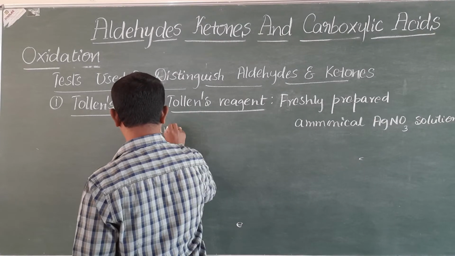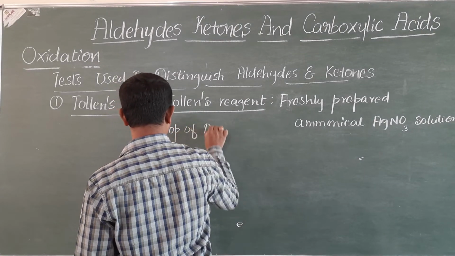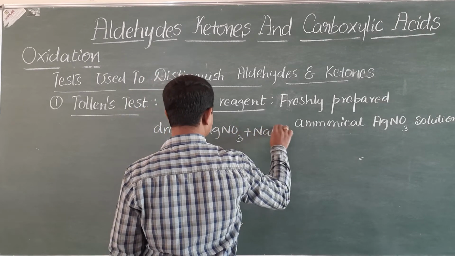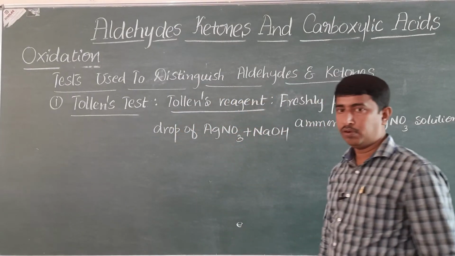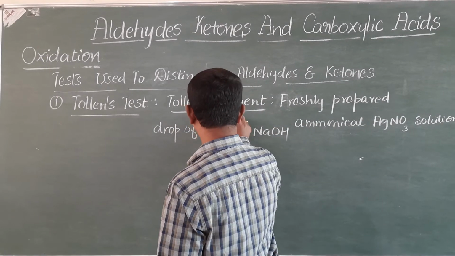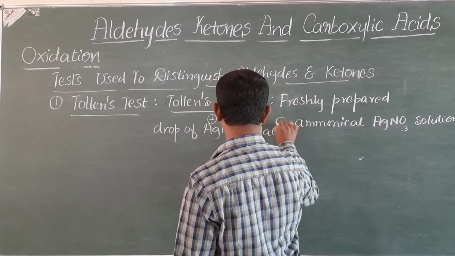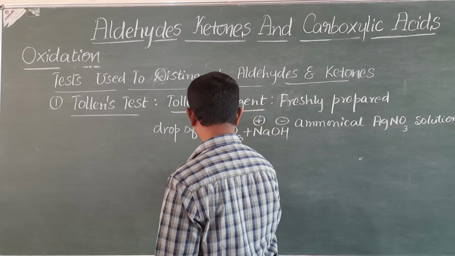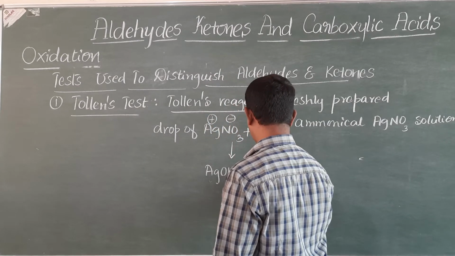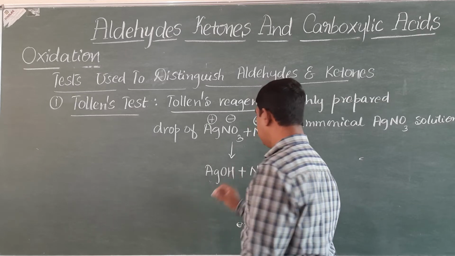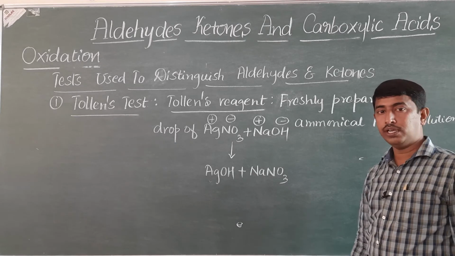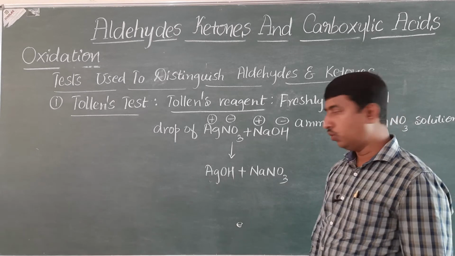A drop of silver nitrate treated with sodium hydroxide. This is Ag+ NO3- and Na+ OH-. So the formed product will be AgOH along with NaNO3. AgOH means silver hydroxide along with sodium nitrate.